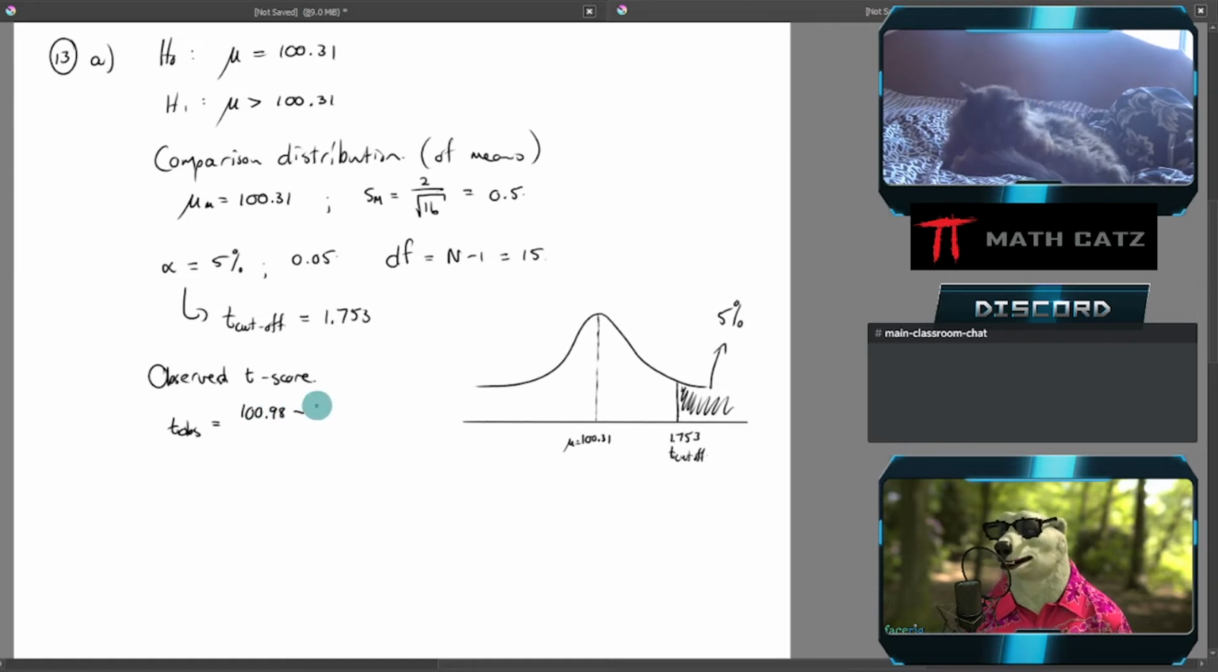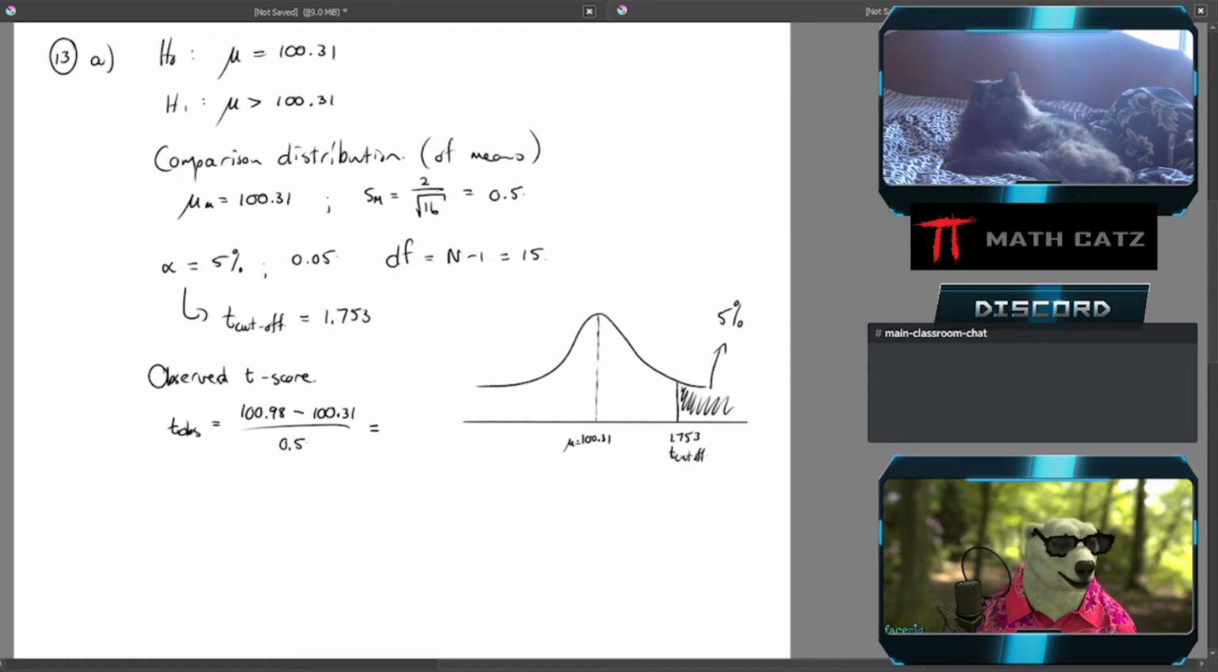100.98 minus the mean of 100.31 under the null hypothesis, divided by the standard deviation approximation of 0.5, and we get... The whole point here is that we don't know. That difference looks very small, but it really depends on all the other aspects of the distribution to decide how small is too small. 100.98 to make a conclusion, minus 100.31 divided by 0.5 there. Calculator shows 1.34. Let's write that down.